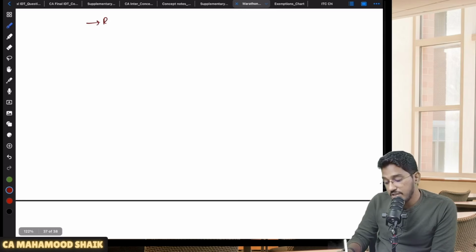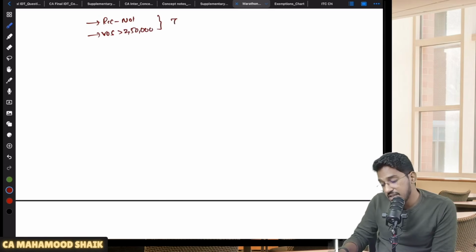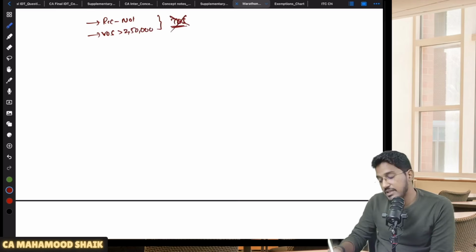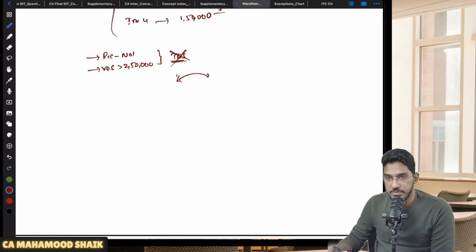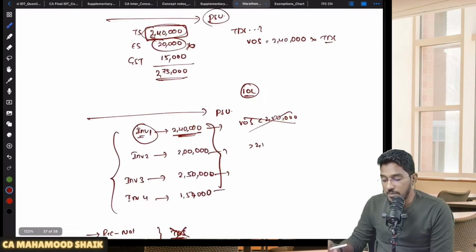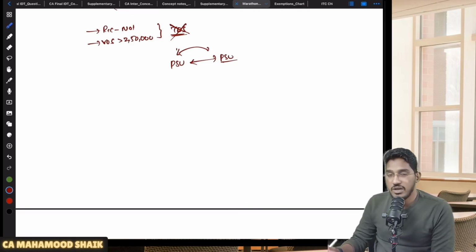That means even though the recipient is a notified recipient, and even though the value of supply under a contract has exceeded 2,50,000 rupees, still TDS will not become applicable. When, sir? When the supply is happening among the notified recipients only. Let us say, for example, one PSU is supplying goods to another PSU. Here the PSU is a notified recipient, the recipient is a specified person, and the value of supply under a contract is more than 2,50,000 rupees. But still TDS is not required to be deducted.